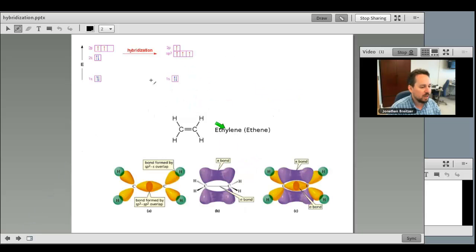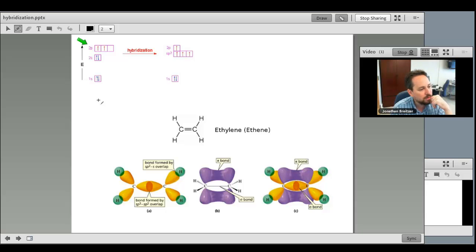Now, for the case of something like ethylene, which has a double bond in it, we have our s orbital. We have our 1s2, 2s2, 2p2. That's going to be the electron configuration of carbon, and this is what it looks like if drawn out according to Hund's rule. We need to hybridize this, though.